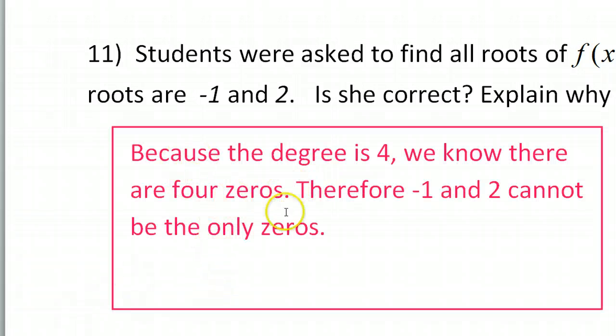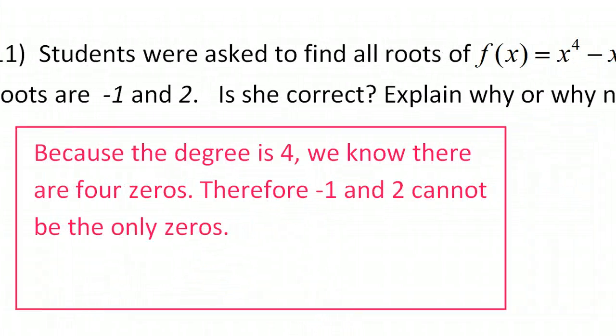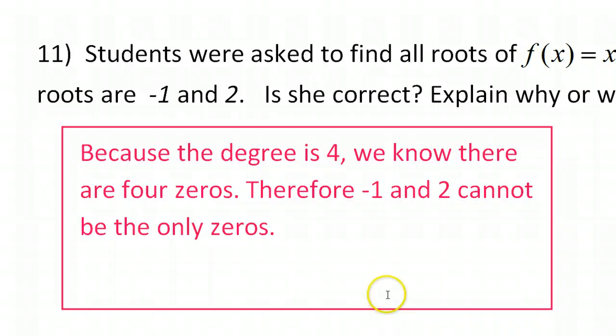Okay, something like this would be good. Because the degree is 4, we know there are 4 zeros. Therefore, negative 1 and 2 cannot be the only zeros. Yes, kids, it's just that easy.